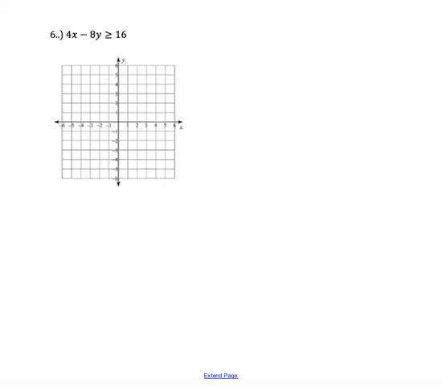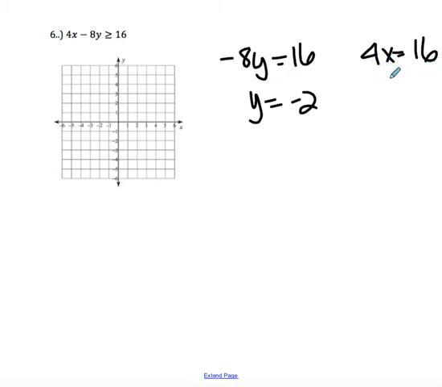And lastly, example number 6. We again have an inequality that we would say is in standard form. Both x and y are on the left side of the inequality sign. So we're going to use the intercept method, where we plug in 0 for x to find the y-intercept. Plug in 0 for x, and I'd be left with negative 8y equals 16. Plug in 0 for y, and I would have 4x equals 16. To get y by itself, we divide by negative 8, and so y would equal negative 2. To get x by itself, we divide by 4, and x would equal 4. So those are my two intercepts.